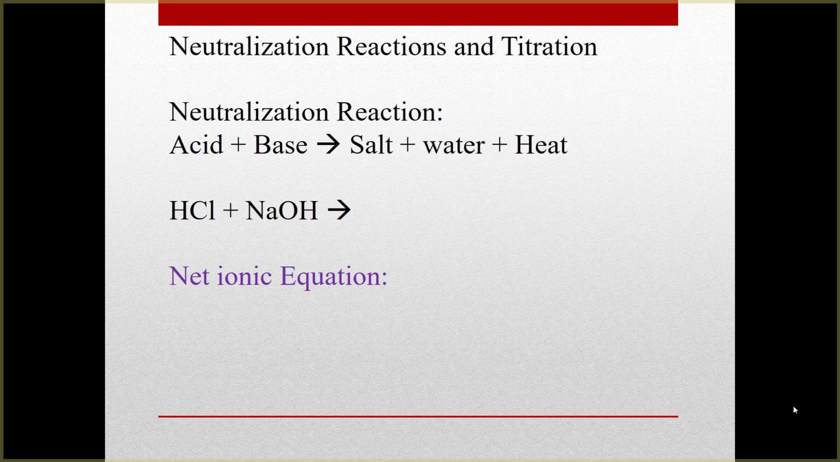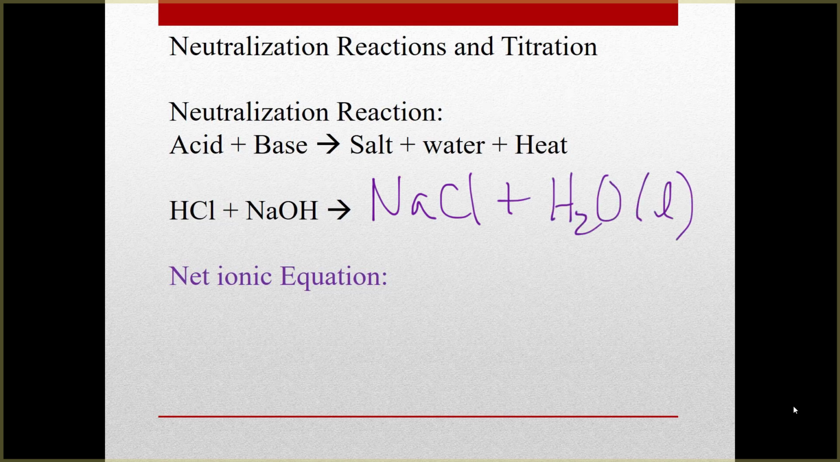So here's our example equation of a neutralization reaction. We have hydrochloric acid and we have sodium hydroxide, and the salt that we're going to get is sodium chloride and water. So water is one of the products that I make. Now, when you really look at this reaction, I can write the net ionic reaction. In other words, only include those things that are being produced by the reaction with no spectators.